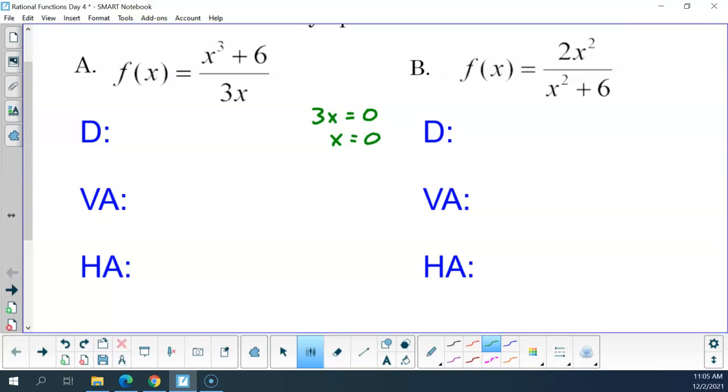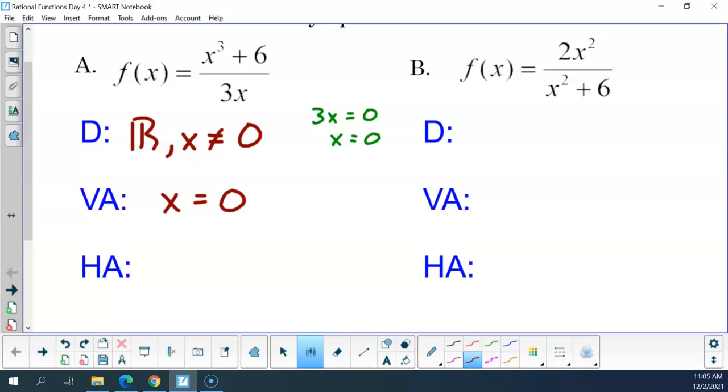So I get x equals 0, right? You sure do. So then what is my domain? All real numbers, but x doesn't equal 0. Okay. So then what's my vertical asymptote? X equals 0, not just 0. Yep. Okay. Horizontal asymptote.